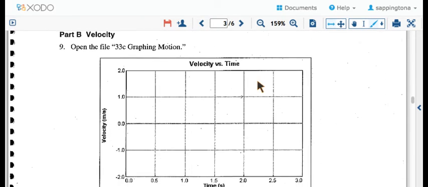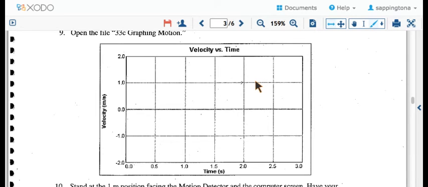Then you're going to do velocity versus time. This changes. Notice velocity is meters per second on the y-axis now, versus time. Notice you also have negative numbers in this graph. The reason for this is because velocity is a vector quantity. Remember, it has both a magnitude and a direction.